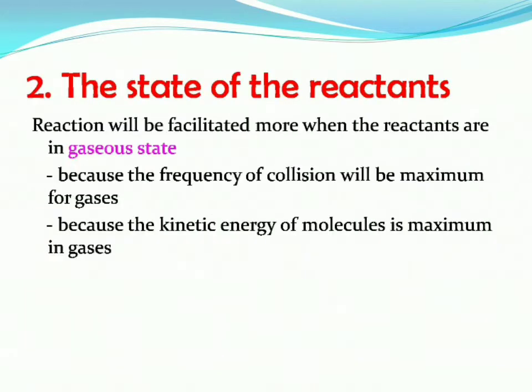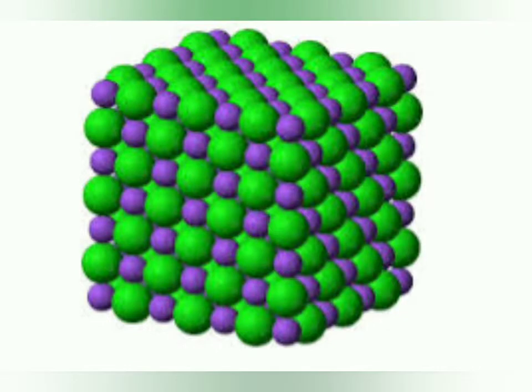Then the next condition is the state of the reactants. To make it more clear, let me tell you about a theory called collision theory, which predicts the rate of chemical reaction. According to it, for a reaction to occur, it is necessary for the reacting species to collide with one another. Meaning that only if the reacting molecules collide with each other can they form products.